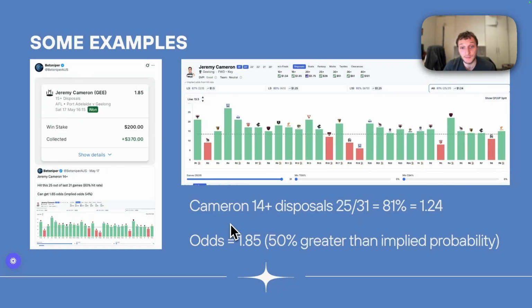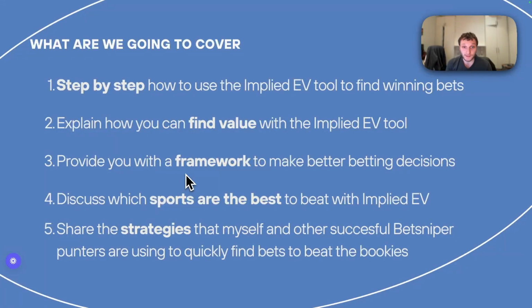Unfortunately, it's not as simple as betting whenever you see implied odds greater than the betting price. There's a bit more nuance to it, and that's what we'll cover in this video. So we'll go over five things. First, a step-by-step on how to use the implied EV tool to find winning bets. Second, explain how you can find value with the implied EV tool. Third, give you a proven framework to help you make better betting decisions using the implied EV tool. Fourth, discuss which sports are best to beat with the implied EV. And fifth, share some actual strategies that myself and other Betsniper users have been implementing to actually make some money using this tool.